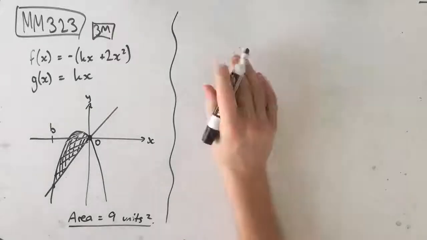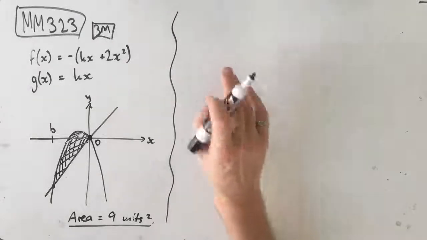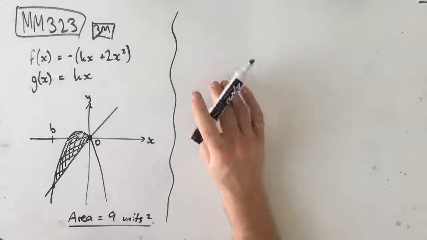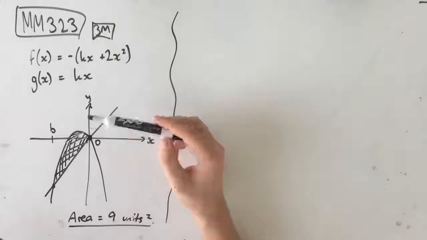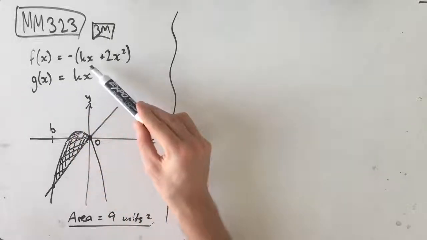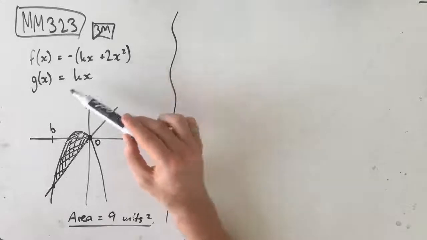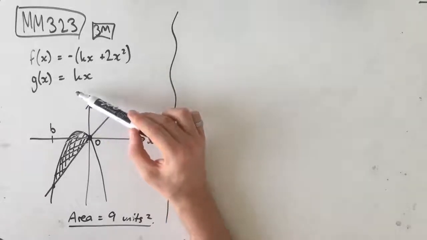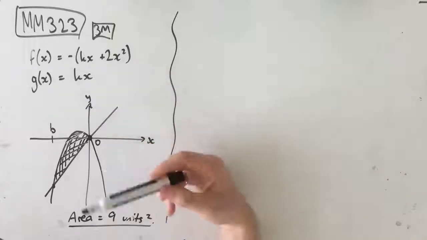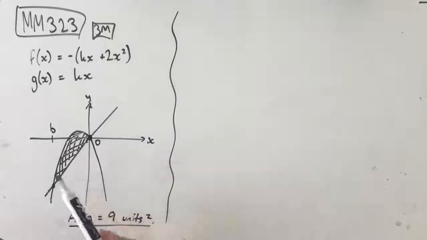Hey guys, welcome to question MM323 of the Maths Methods Fortify study guide. So in this question we've got part of the graphs of the functions f of x equals negative kx plus 2x squared and g of x equals kx shown in the diagram below. The graphs intersect at x equals b and x equals 0. We also know that the area of the shaded region is 9 units squared. Find the value of k and the value of b.